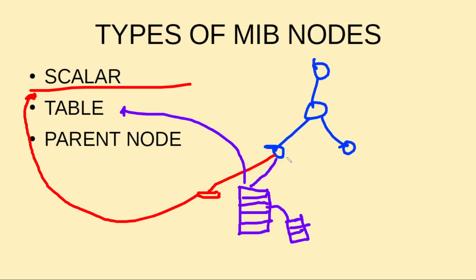We may also have nodes that are actually parents to other nodes. These parent nodes may have scalars as well. They may have several tables, or they may have other parent nodes.